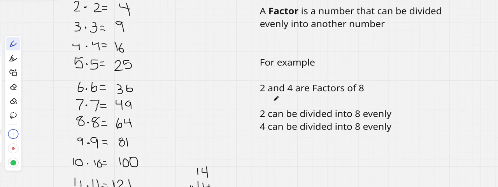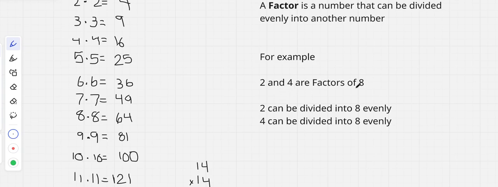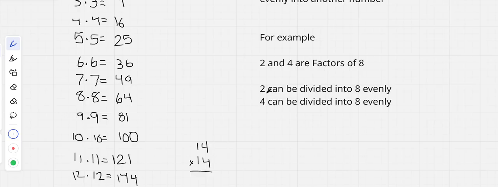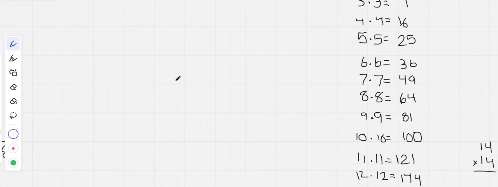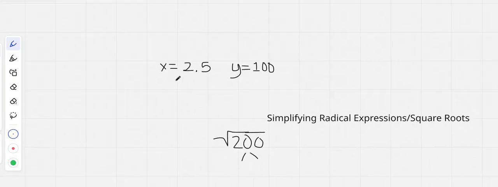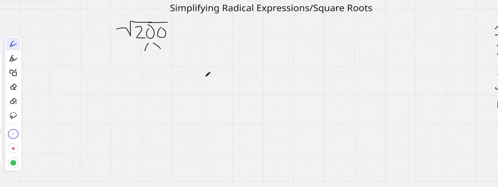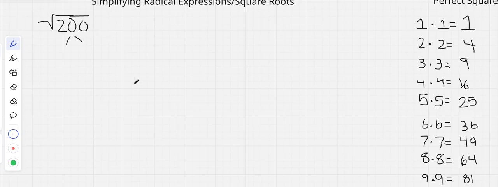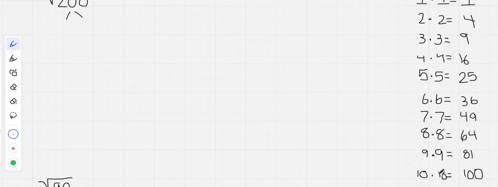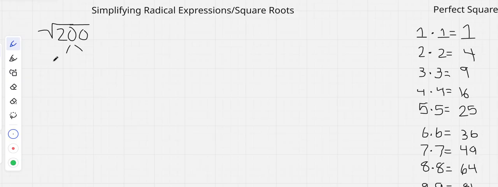So for example, 2 and 4 are factors of 8, right? Because 2 times 4 is 8. Or 2 can be divided into 8 evenly. That's how you know it's a factor of 8. And 4 can be divided into 8 evenly. That's how you know that's a factor of 8 as well. So here we're looking for a factor of 200, right? Don't forget our perfect squares. We can see one of the factors is 100. So 100 times what gives us 200?